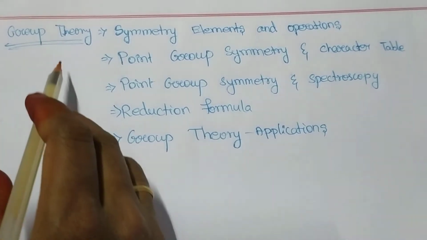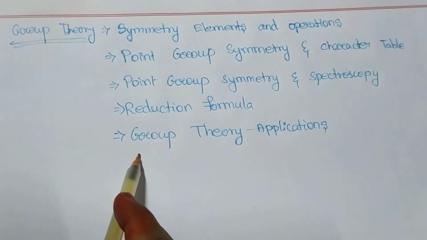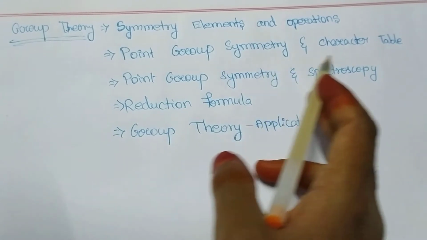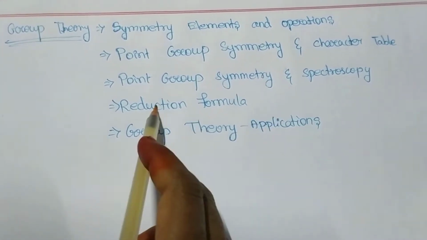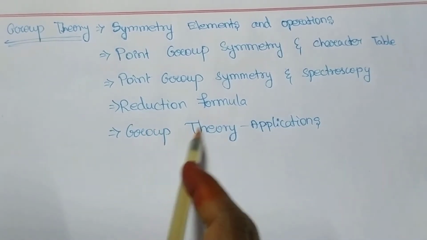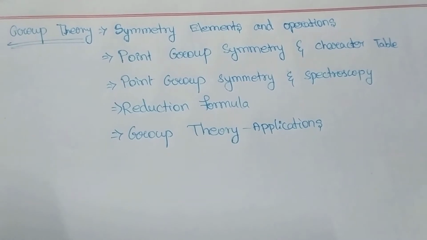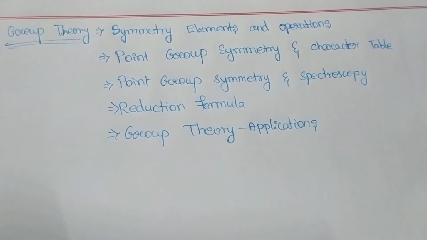What is the topic? That is group theory. There are 5 subtopics. They are symmetry, elements and operations, point group symmetry and character table, point group symmetry and spectroscopy, reduction formula, and then group theory applications. Now let's go to symmetry, elements and operations. In this video we will see symmetry, elements and operations.